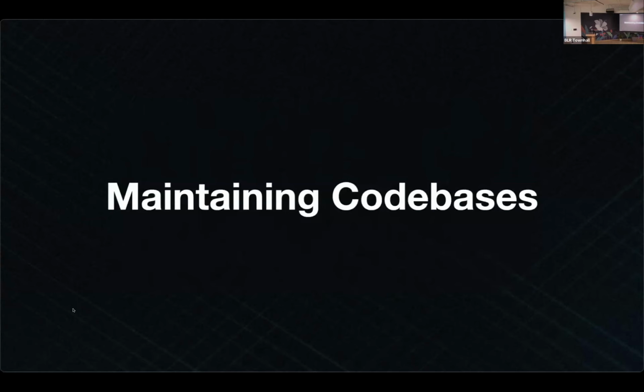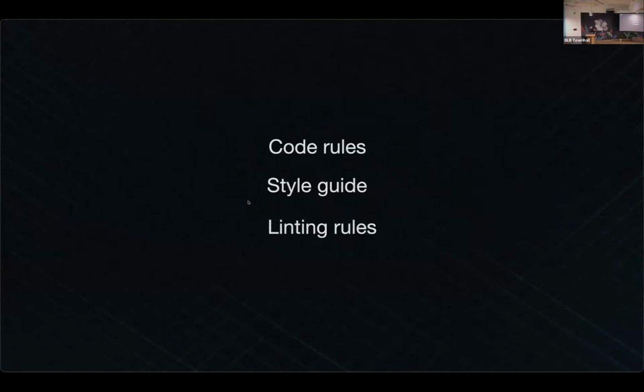When you start an application, there might be 2 to 3 files, but as the application grows, there might be thousands of files. So maintaining the code base becomes an important aspect. To do that, we can define different code rules. We can define different style guides, like defining style guides or maintaining a design system so that all the components and user interfaces can maintain a consistent design. We can define different linting rules.